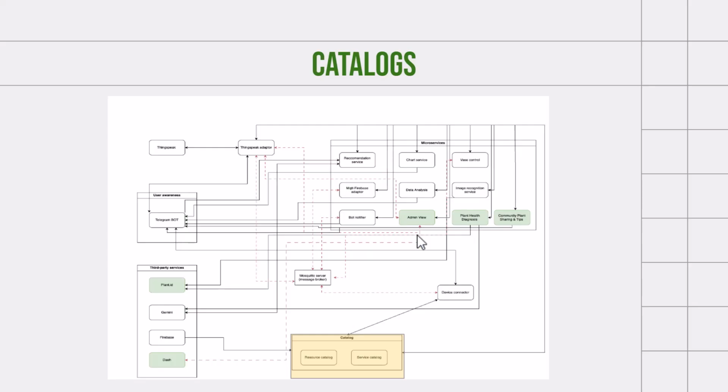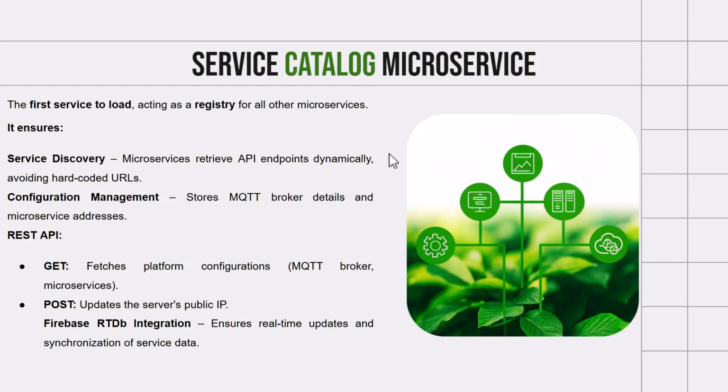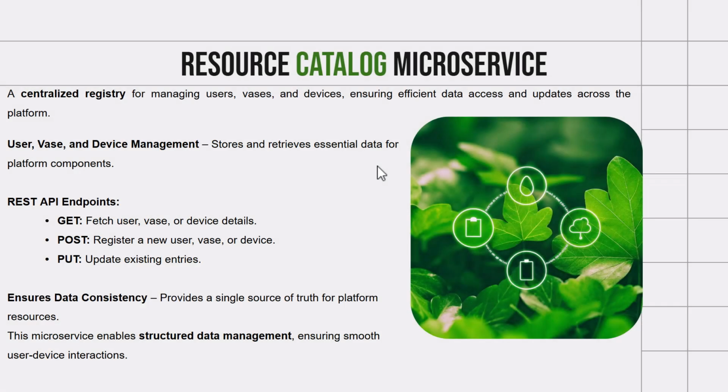In this section, as you see, we want to talk about our catalogs. To organize everything, we created two catalogs, as I said. The first is the service catalog. It's like a registry. It stores addresses of microservices and MQTT broker details. Other services use it to discover each other dynamically. The second one is the resource catalog, which stores structured data about users, devices, and plants. It ensures a single source of truth, so all microservices work with consistent data. These two catalogs guarantee smooth coordination across the platform.